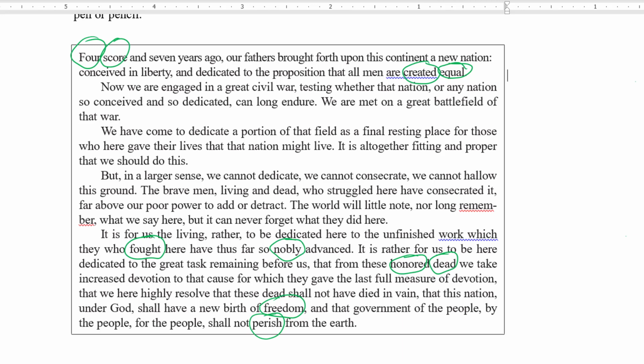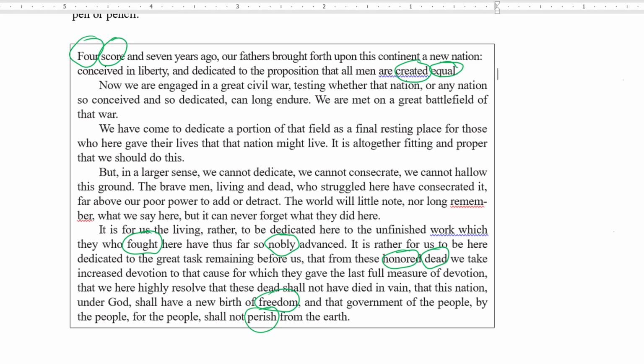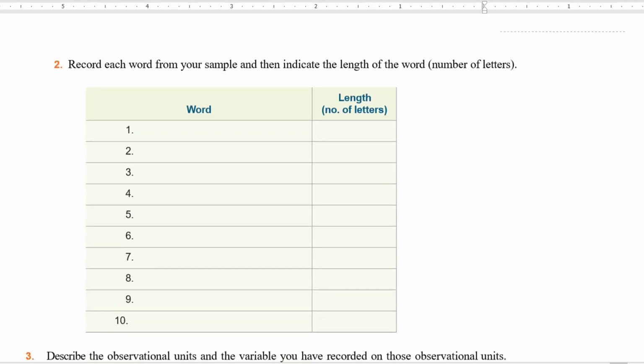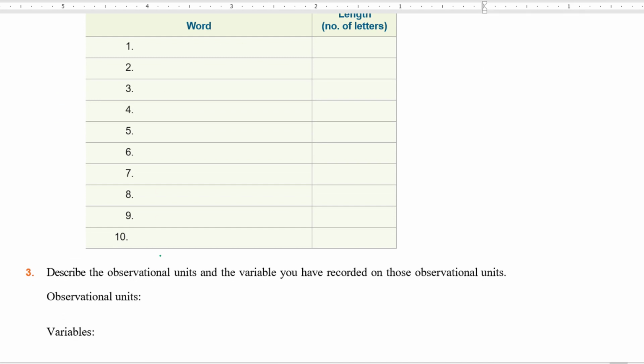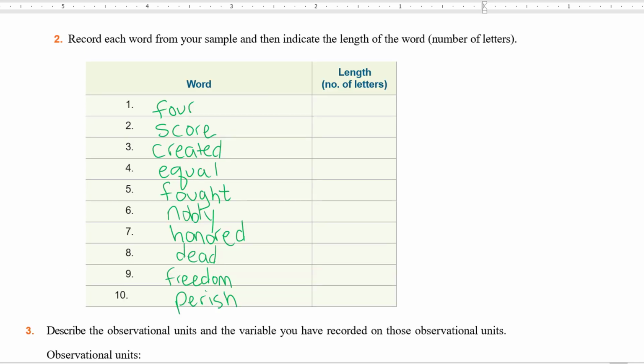And now I'm going to take those 10 words that I picked, and I'm going to go down to the next page. It asks to write those 10 words here. So I'm just going to write down those 10 words in the 10 spaces. Okay, so those are my 10 words. Again, you should write down your 10 words that you picked.